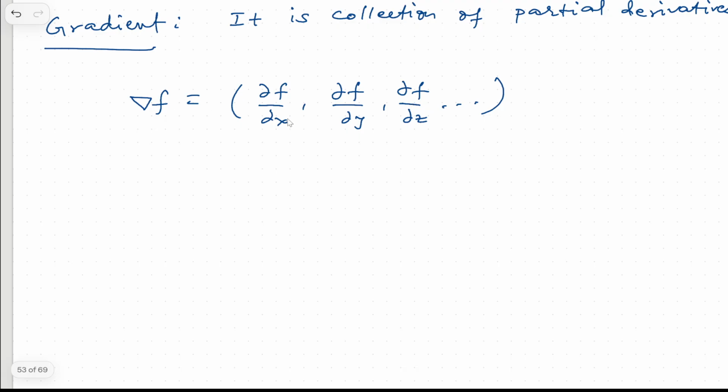That means all the independent variables are considered as a dimension, and in that particular direction, we see how much the function is changing. Okay, so if we write this in vector form, that is i cap del f by del x plus del f by del y j cap, and so on, then this will become the actual gradient vector.